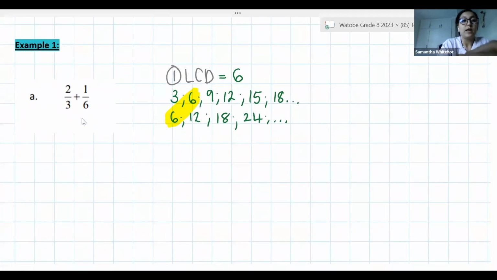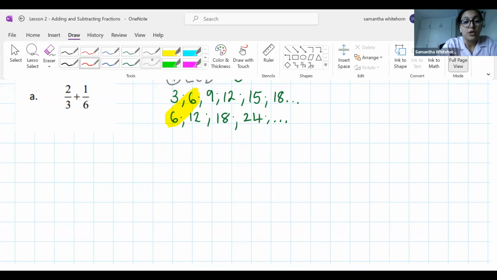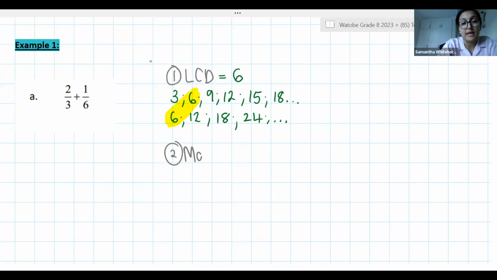So now we know what our LCD is, and now we go and look at our two denominators. In the first fraction, I need to make that a denominator of 6. And so that then means that I now need to do my second step, which is make my denominators the LCD.